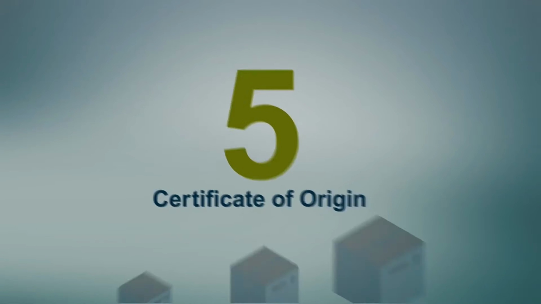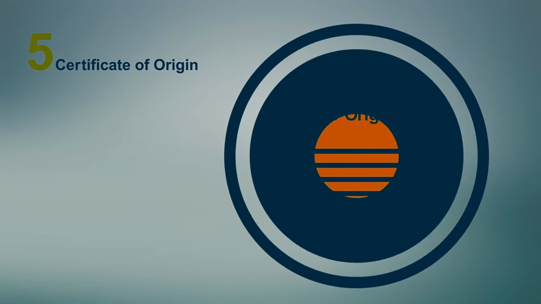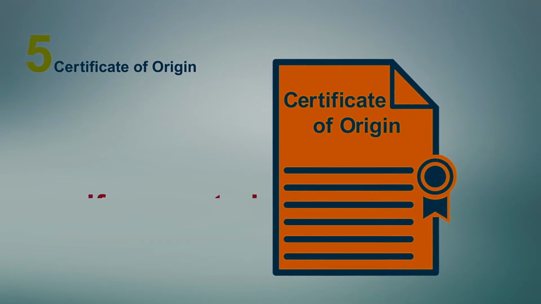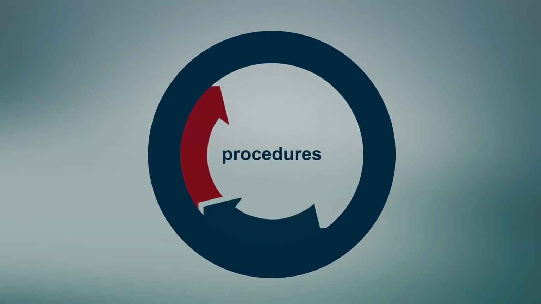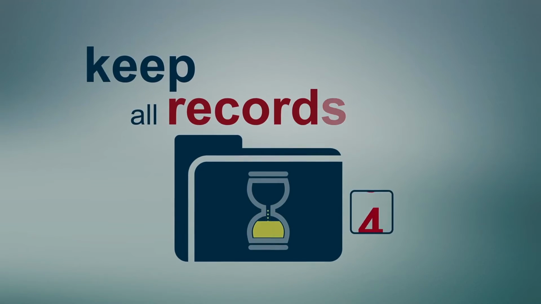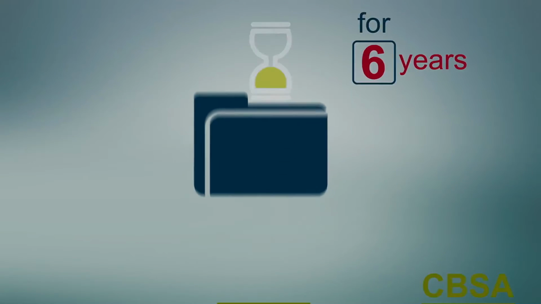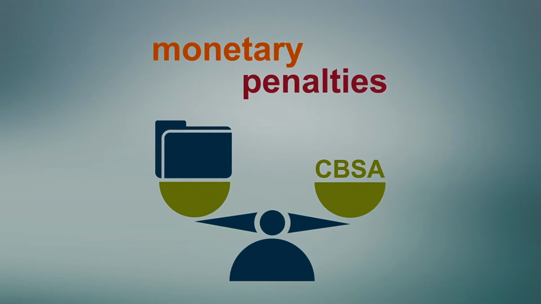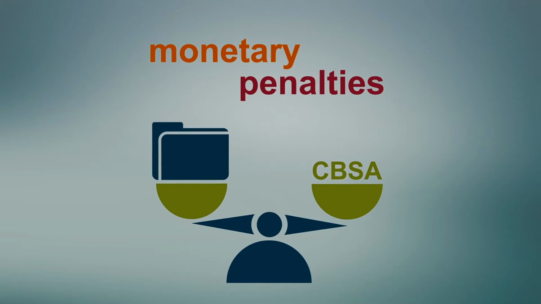5. After your goods are exported, you may provide a valid certificate of origin to the receiver of the goods if requested. There are procedures to follow if you need to cancel or amend an export declaration. Keep all records for 6 years. And be aware that monetary penalties can be assessed against businesses that do not comply with customs legislation.